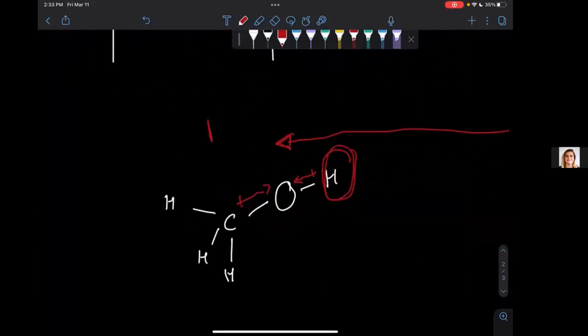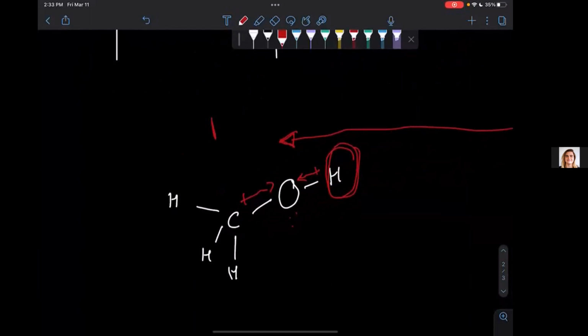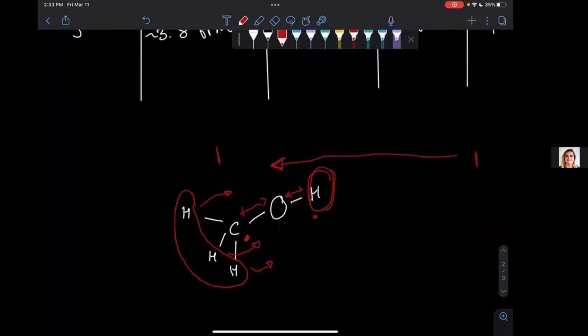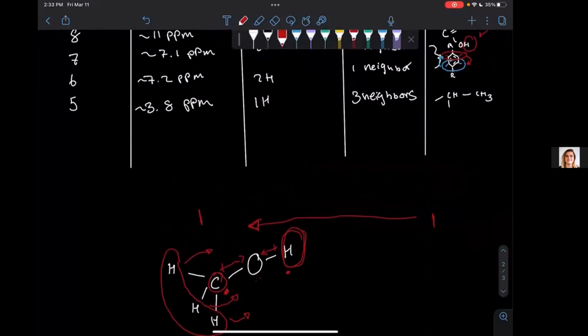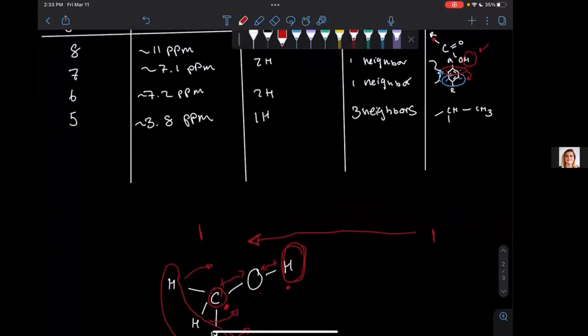So not only does this oxygen pull electrons away from this carbon and this hydrogen, but it also affects these hydrogens as well. Oh, that is horrible. I'm so sorry. It affects these hydrogens as well, which means these hydrogens are going to be closer to this oxygen, further deshielding this carbon and all of those hydrogens. So that's just a little tangent, just to kind of explain why things are going to be downfield versus upfield.